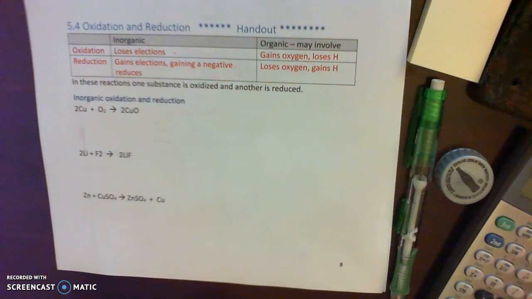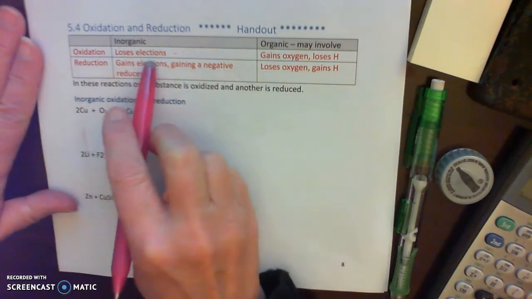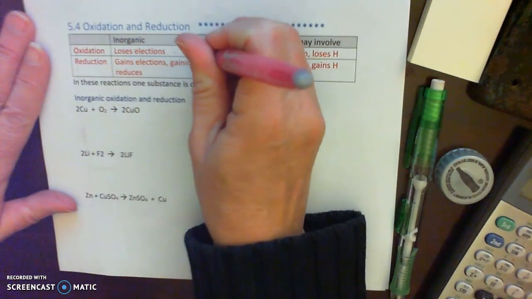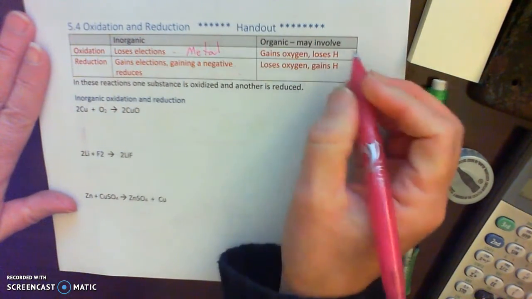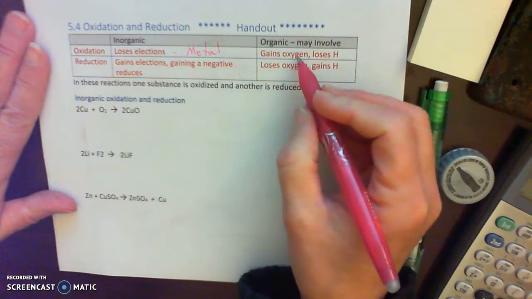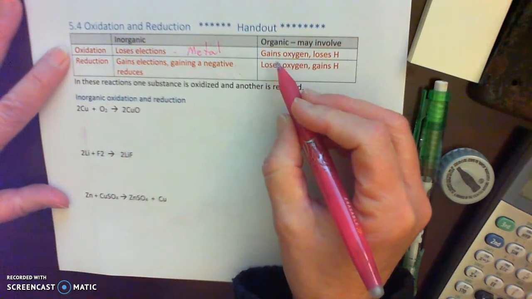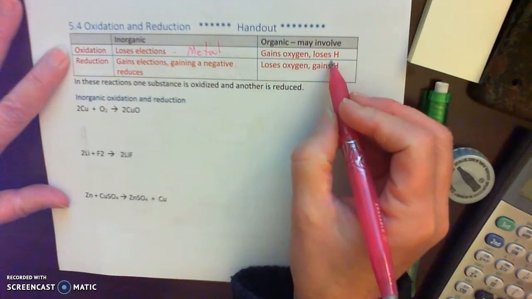Oxidation and reduction reactions involve one element gaining electrons, whereas another element will lose electrons. The oxidation loses electrons. This will be a metal. The metals will lose electrons. In organic systems, we may see that the substance that's oxidized gains oxygen or loses hydrogen.